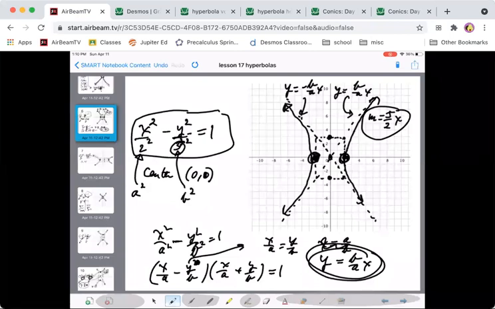Now, there are some Delta Math questions for you to do. There are 4 Delta Math questions for you to identify the equation: one for a left-right hyperbola with center 0, 0, one for left-right with a shift, one for up-down with center 0, 0, and one for up-down with a shift.